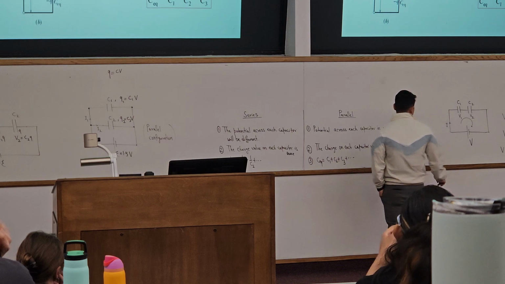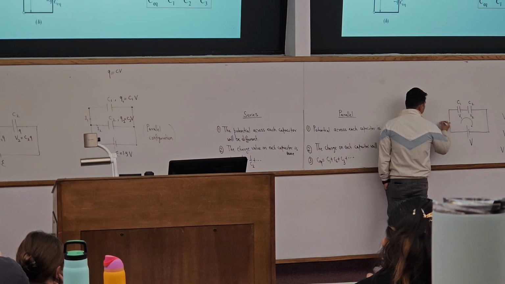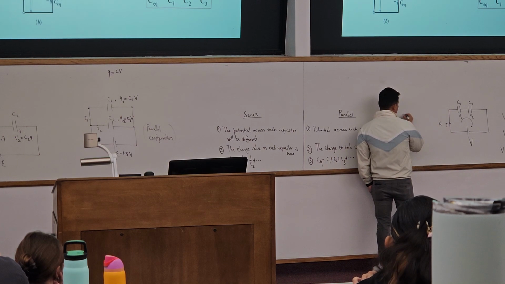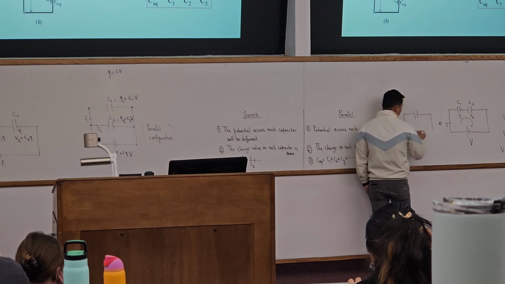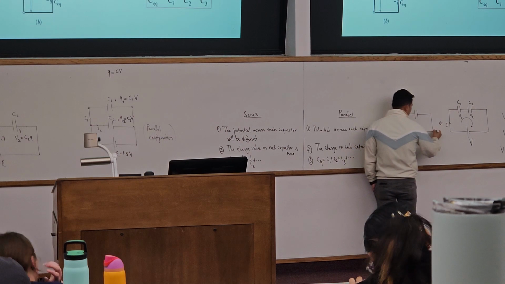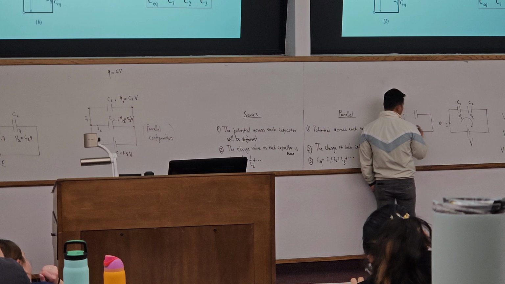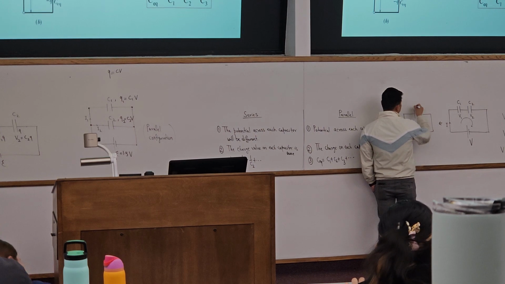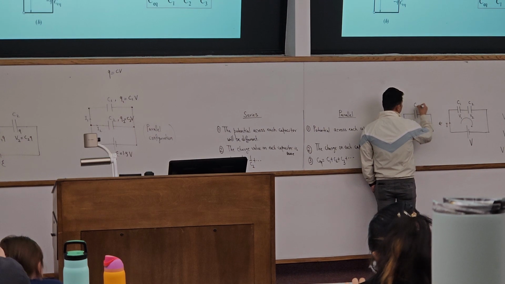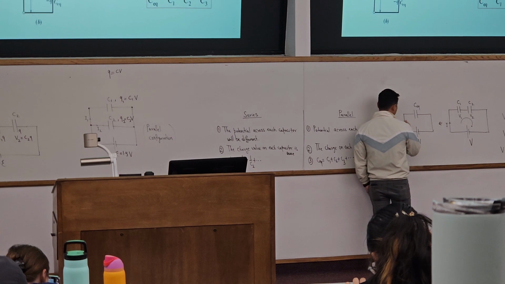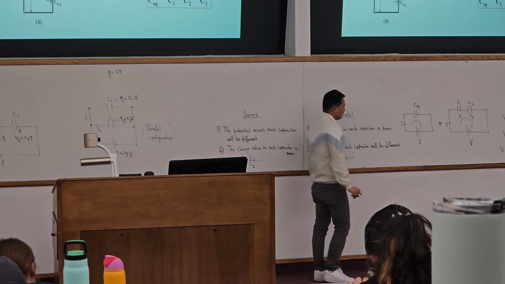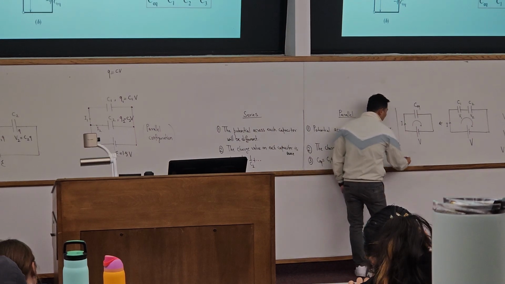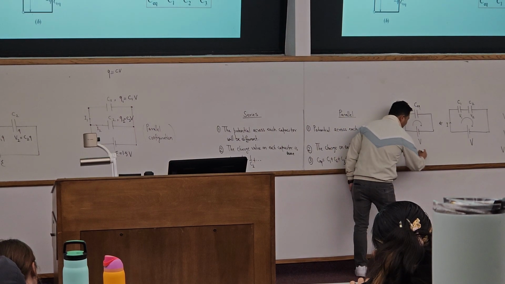So this means I can draw the simple circuit that has a battery, with potential V, but this capacitance is going to be called the equivalent capacitance.